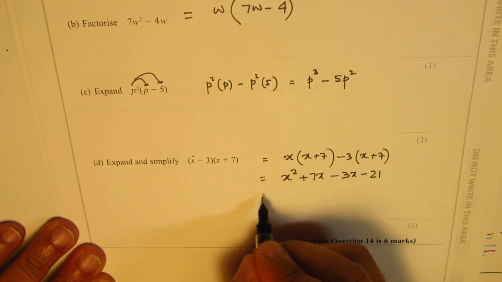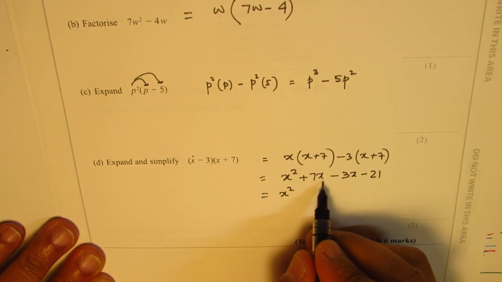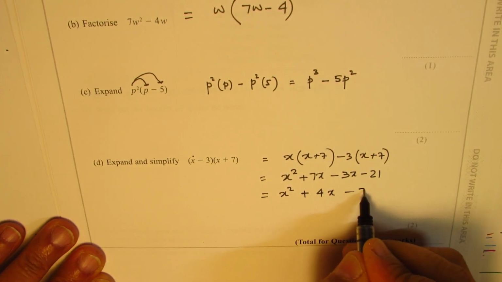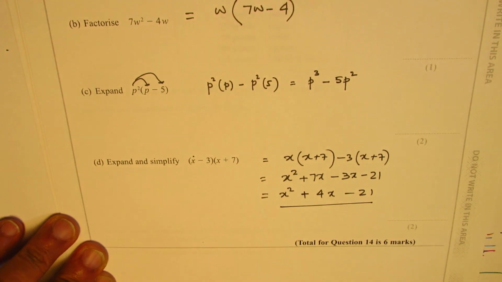Now we can combine the like terms. We get x squared, 7x minus 3x is 4x, minus 21. Do you see? So that becomes your answer.